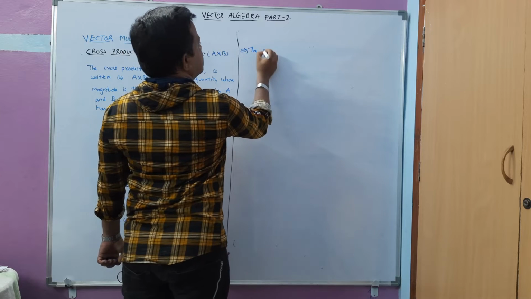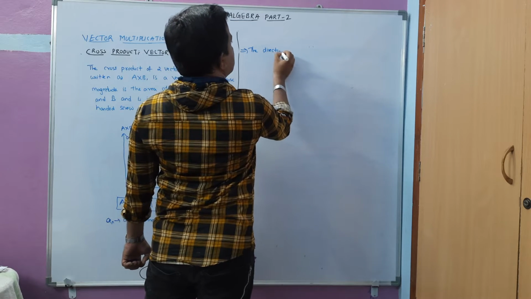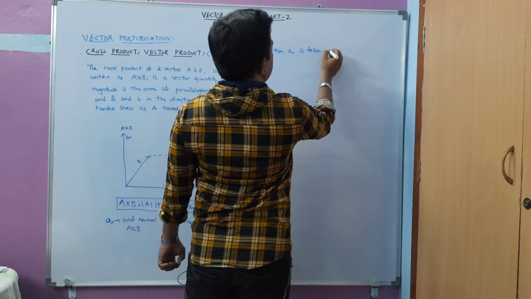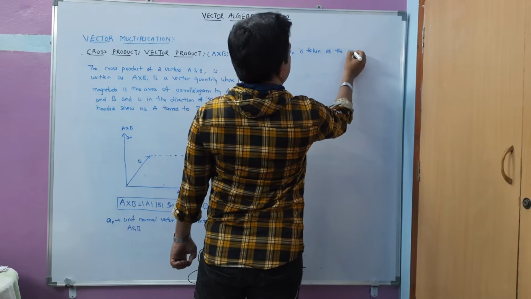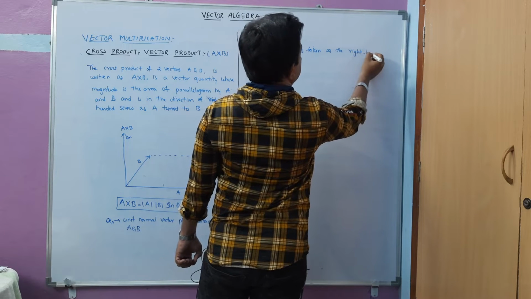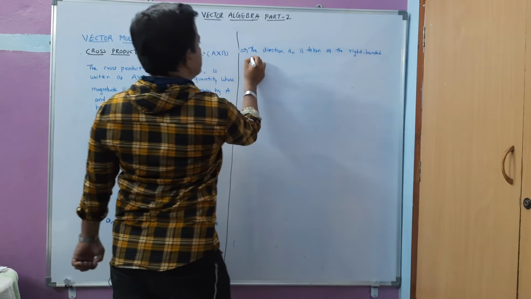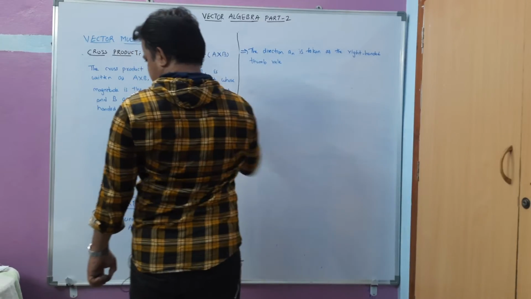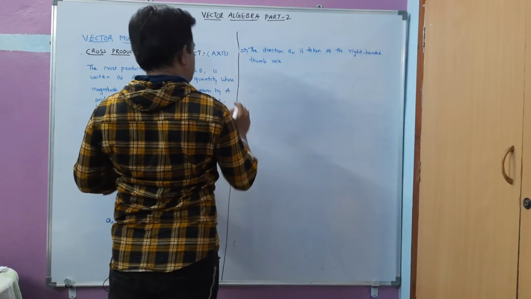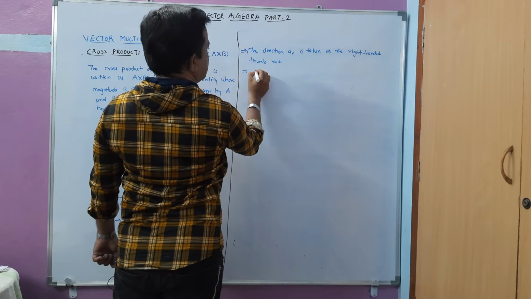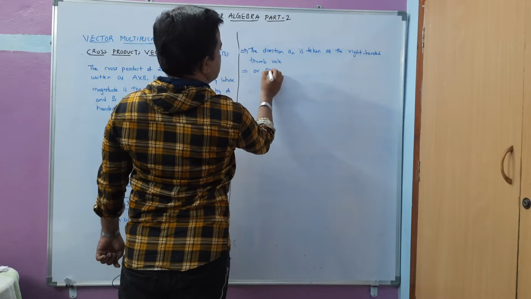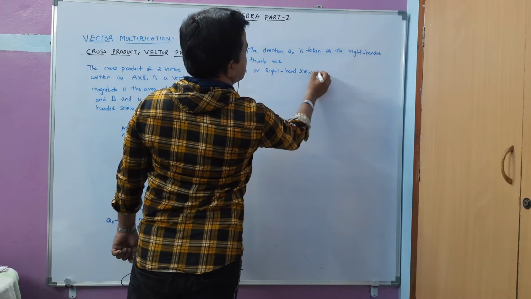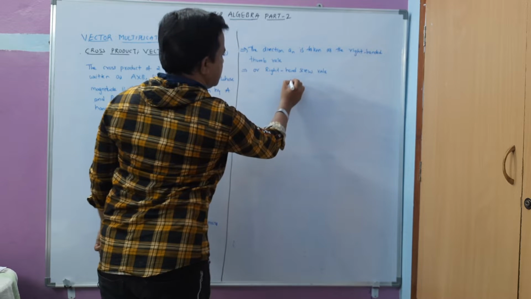The direction of AN is taken as the right-handed thumb rule, or the right-handed screw rule also we can take. Either of these we can take. So let me draw the screw diagram here, right-handed screw.